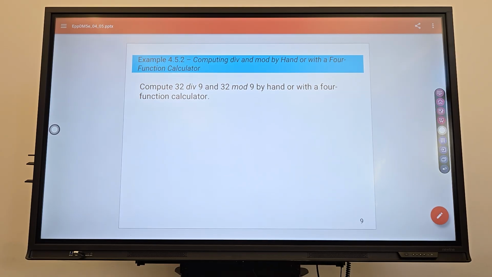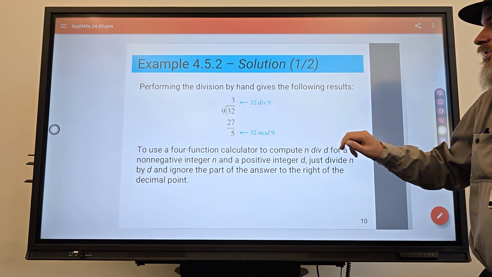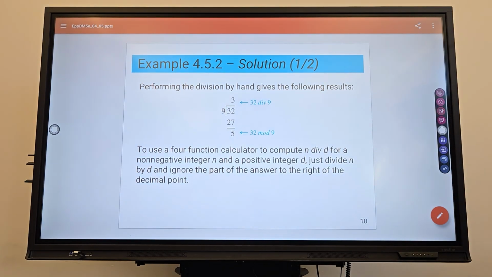32 mod 9 would be the remainder. So what's 32 minus 27? 5. So it'd be 3 and 5. Yeah. There you go.